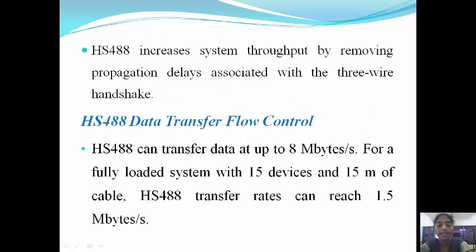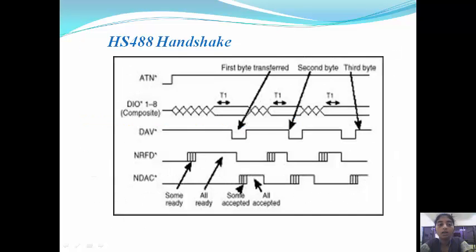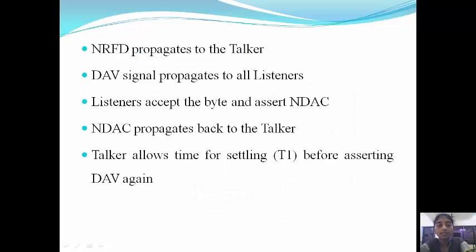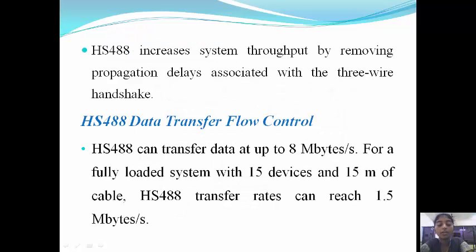Next is high speed 488 data transfer flow control. Usually this implements two key elements, that is not ready for data, NRFD, and no data accepted. Usually HS488 can transfer data at up to 8 megabytes per second. For a fully loaded system, as I mentioned earlier, it carries 15 devices and 15 meters of cable. HS488 transfer rates can reach 1.5 megabytes per second.